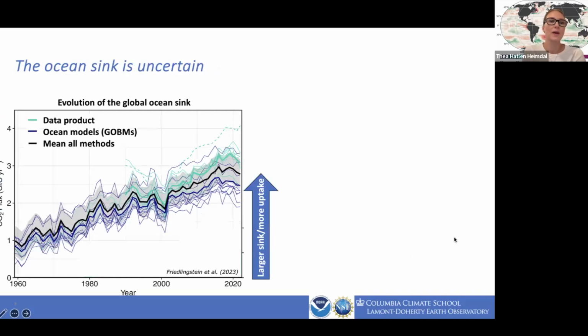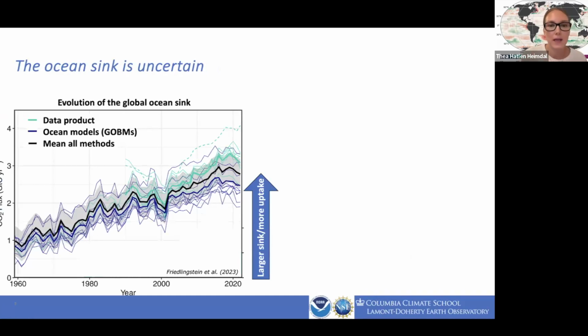All right, so Abby gave us a very nice overview of why the ocean is important. But one problem with studying the ocean is that the ocean sink is actually very uncertain. And that is why our group and many other people work on trying to improve these uncertainties, or get a better understanding of the global ocean sink.